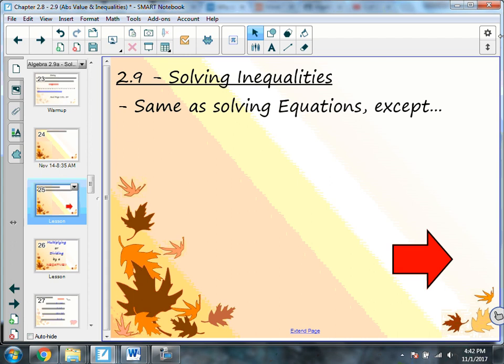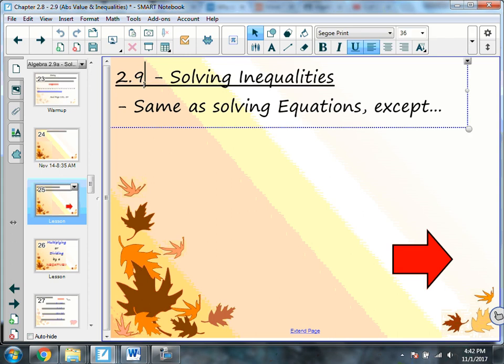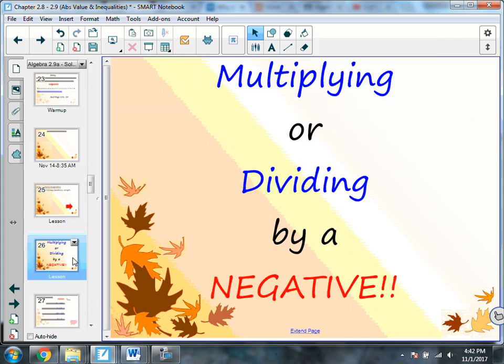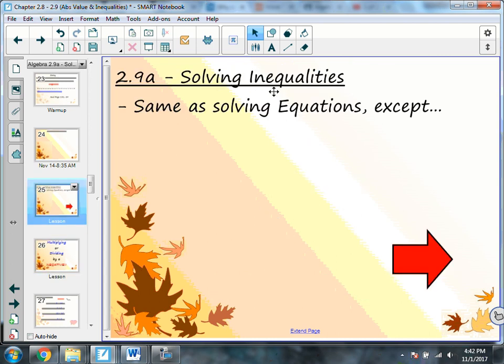Okay, so today we're going to talk about solving inequalities. Solving inequalities is the same as solving equations, except there's one caveat, and this is 2.9a. The caveat is we have to consider what happens when you multiply or divide by a negative. So at this point, all you need to write down is the title.